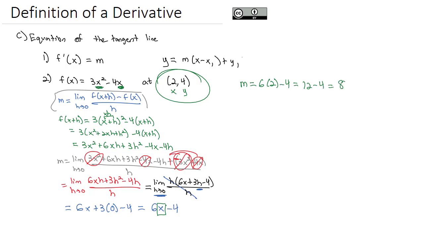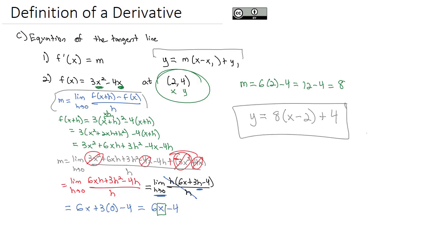Then we can go to our point-slope equation to get the equation of the tangent line at 2, 4 through our function. The tangent line is y equals m, my slope, we just found out is 8, times x minus the x-coordinate of the point is 2, plus the y-coordinate, which is 4. And we have the equation of our tangent line at that point.